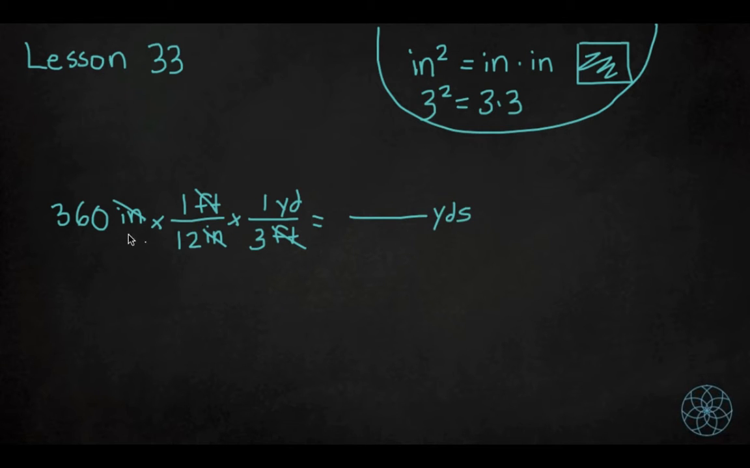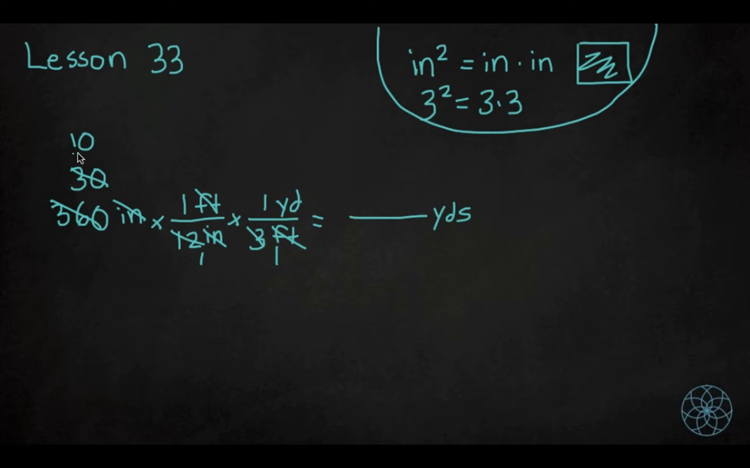So now let's see, what do we have on the top and what do we have on the bottom? Well, I'm noticing that we can probably simplify. So 360 divided by 12. 12 divided by 12 would be 1. 360 divided by 12 would be 30. Yes, 30. And then we can simplify a little bit more. 3 divided by 3 is 1. 30 divided by 3 is 10. Ooh, look, that simplified nicely.